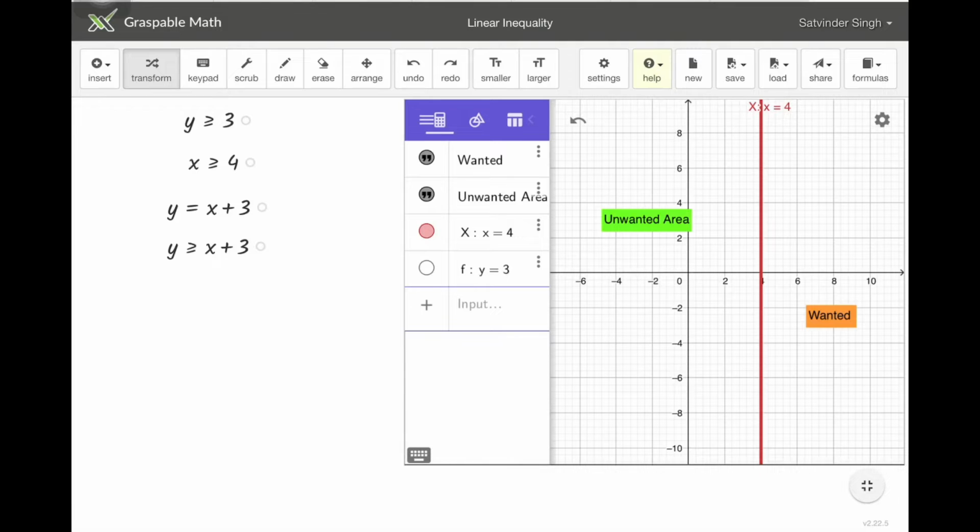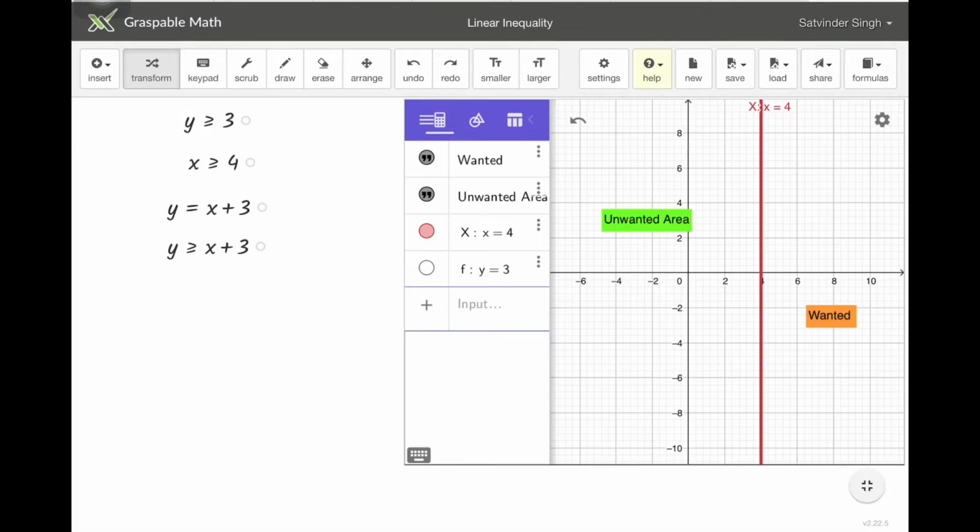Welcome guys. This video is about linear inequality. Linear inequality is actually the extension part of linear equations. It can be in one variable or maybe in two variables. So we'll start with one variable and then we'll jump to two variables.